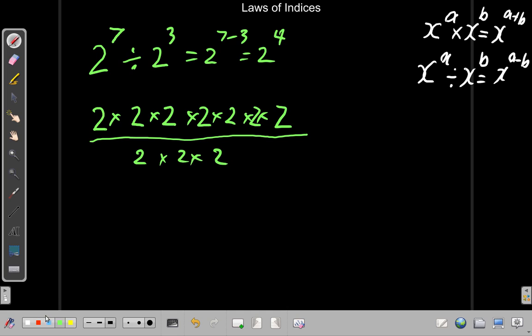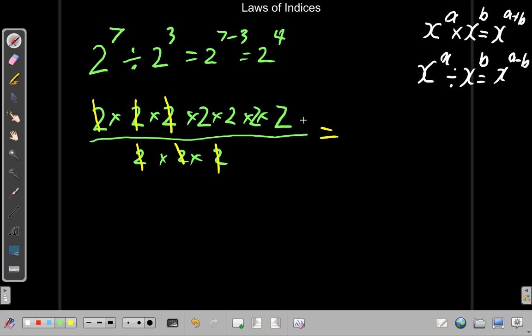Let's cancel. So here 2 cancels 2. 2 into 2 1, 2 into 2 1, 2 into 2 1, 2 into 2 1. What are we left with?